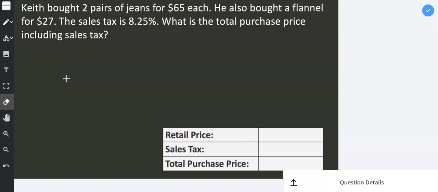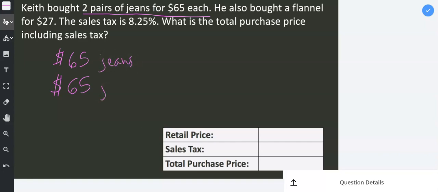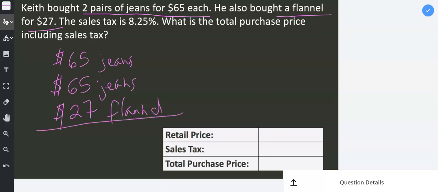So the first thing I come across is the 2 pairs of jeans. The 2 pairs of jeans for $65 each. They're each $65. So I'm going to write $65 and then $65 again because he buys 2 pairs of jeans. So I label each of those as jeans. Then he bought a flannel for $27. And I label that.